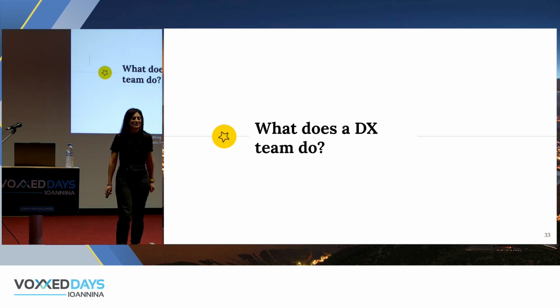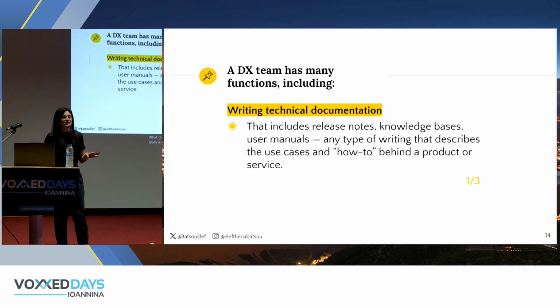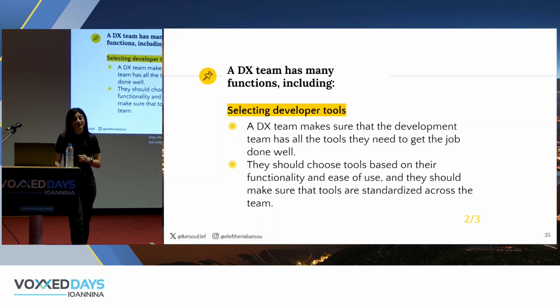All right, let's continue. What does a DX team do? The DX team is responsible for a few different things, like writing technical documentation. I would say that this is the first thing that a DX team should do. And everything that has to do with writing and documentation, they should be able to do it. And it's not only that, it's also selecting developer tools. So if your company wants to build something new for the very first time, they should go to their DX team and ask them to do their research.